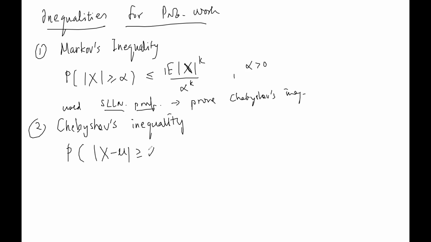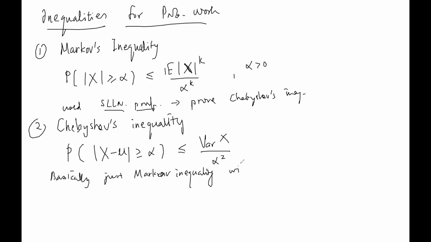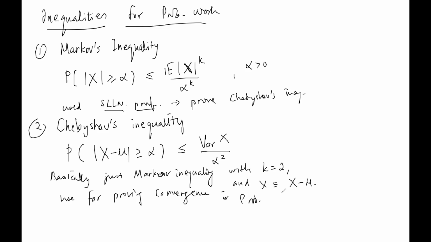Okay, basically, this is bounded by the variance of x over alpha squared. This is basically just your Markov inequality with k equals 2 and x equal to the centered form, right? And we basically use it for proving convergence in probability. It's mainly used for proving this result.